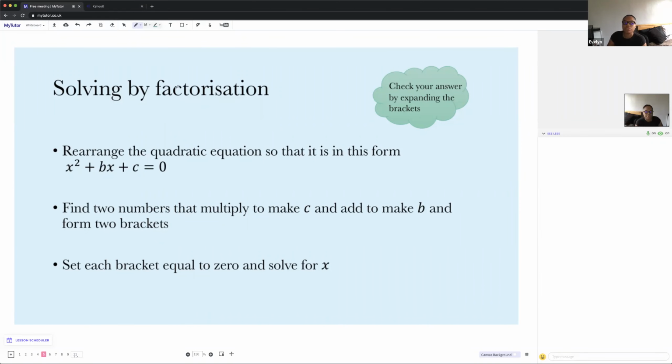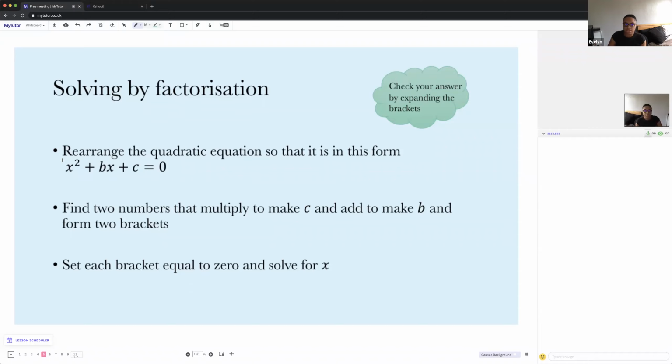So getting on to solving by factorization. Rearrange the quadratic equation so that it's in the form x squared plus bx plus c equals 0. Now, one thing to point out is, regardless of whether you're doing foundation or higher paper, some questions might be a little bit trickier than others, but when you're solving quadratic equations, no matter how it actually looks, I would always say make sure that it's the equation equals 0, because then you can factorize it better.